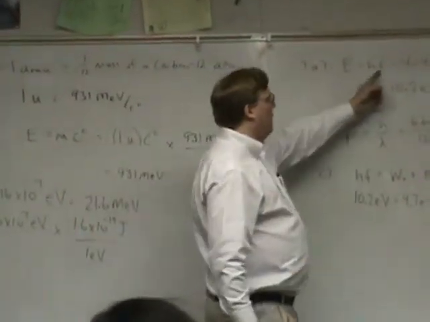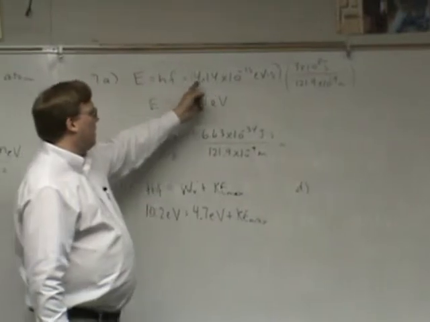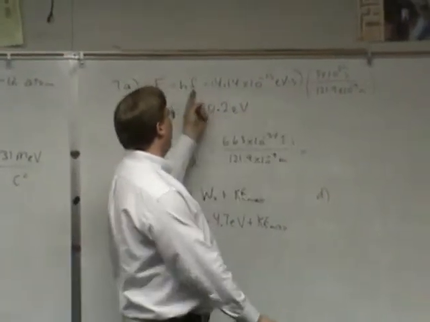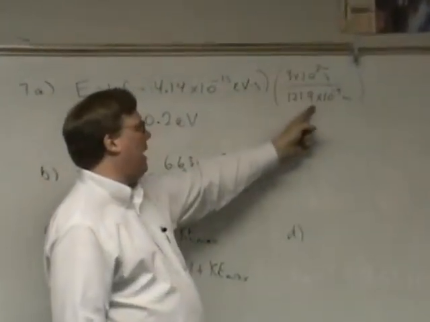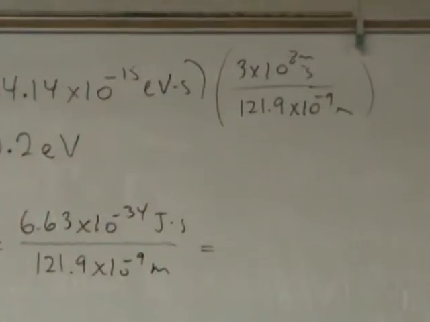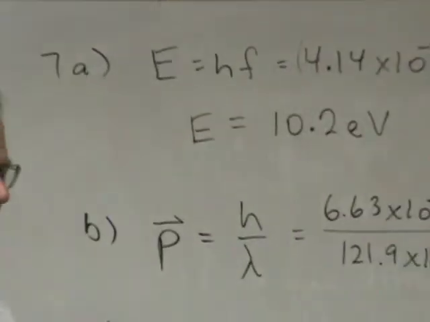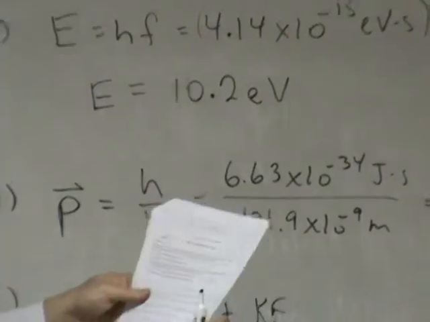First of all, the energy of the photon is Planck's constant times the frequency, which is the same as the speed of light over the wavelength. So I got 10.2 electron volts. You guys good with that? Yeah. Okay, but now we've got to find the energy level.